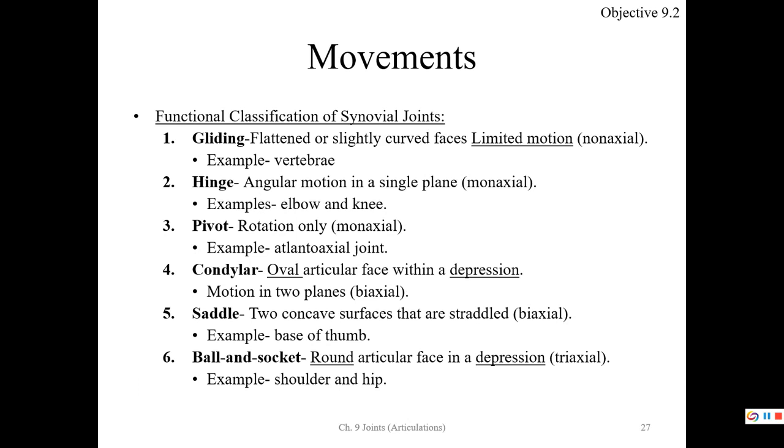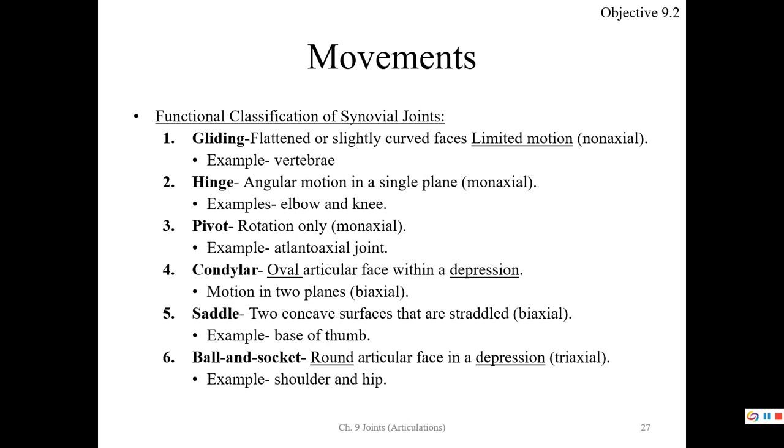It could be hinge, angular motion, monaxial, flexion and extension, only moving in one axis, like only moving in the y-axis, only moving in the x-axis, or only moving in the z-axis. It's going to be like the elbow and knee. Pivot joint, rotational only, monaxial. The example of this is going to be the atlantoaxial joint, the atlas and axis where your head pivots.